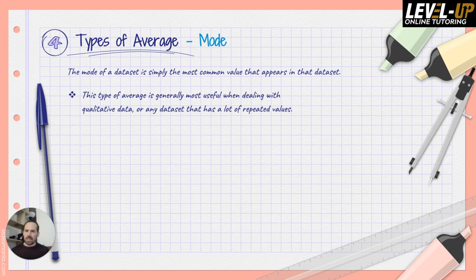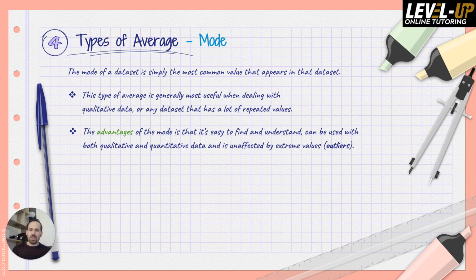It's simply the most common value in the data set. So it's generally most useful for, say, qualitative data where you might get a lot of repeat data points. With numerical values, certainly continuous numerical values, you're not really going to get so many repeat values. It's going to be more unique values each time. Advantages are that it's easy to find, easy to understand. It works for both data types, and it's not really affected by extreme values, which we refer to as outliers.